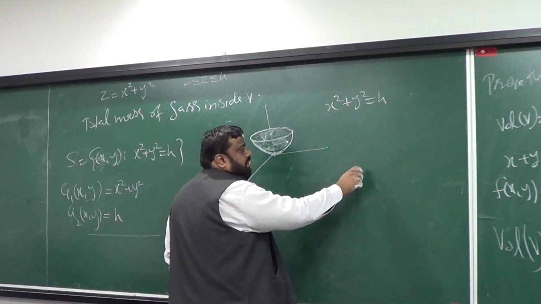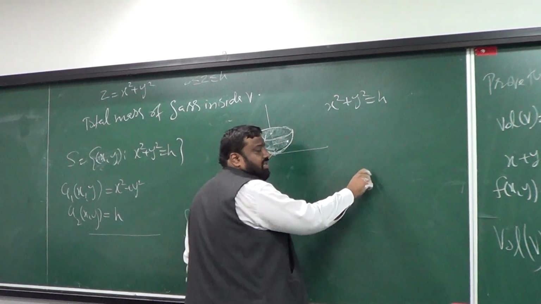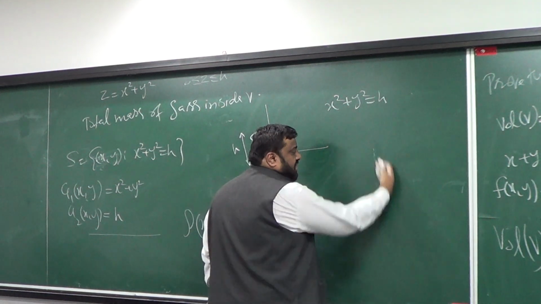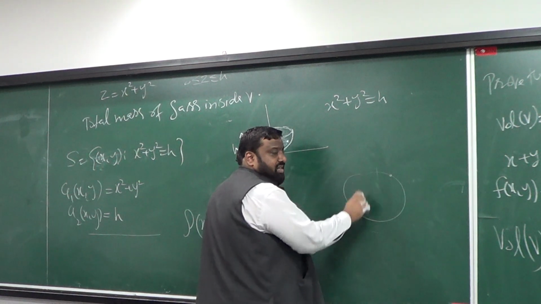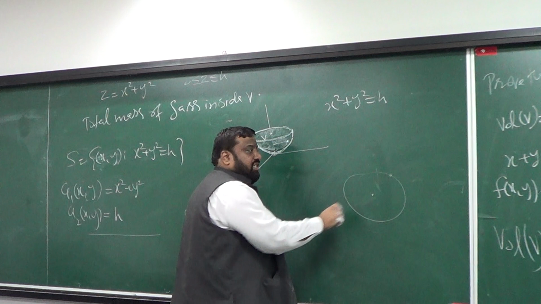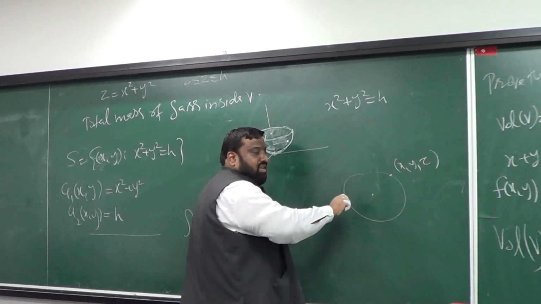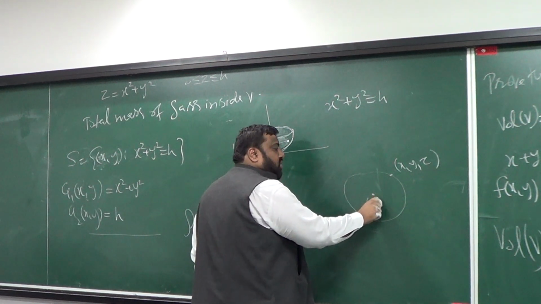So take the cross section that contains the point and look at it. It's going to be a circle. So this point is somewhere here, and this is the z-axis. The coordinates of this point are x, y, and z, and the coordinates of this point are 0, 0, and z.